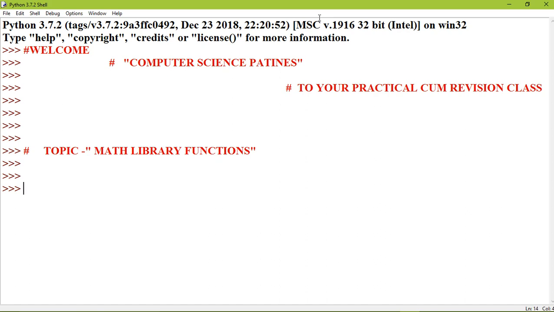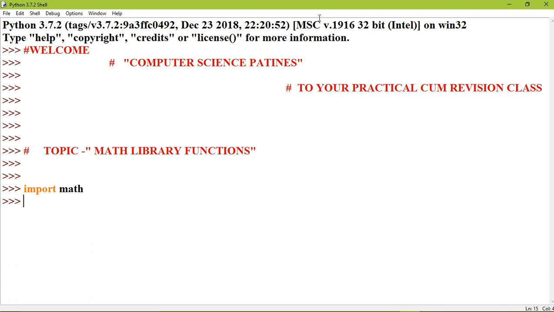Okay, so our first topic is math library functions. As we know, they are included in the math library. For that we need to import the math library first. So we need to write import math. Let me tell you, we are in interactive mode. The rest of the programs we will be doing in our script mode.